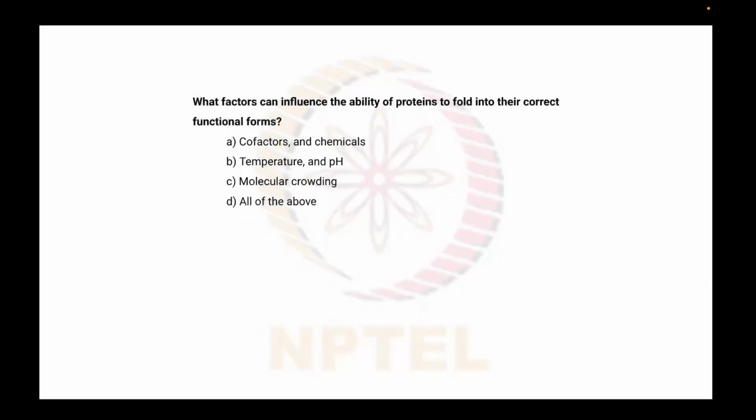So now I have a question. What factor can influence the ability of a protein to fold into the correct functional form? Whether cofactors or chemicals, temperature and pH, or molecular crowding, or all of the above. So the question is about what factors can influence the ability of a protein to fold into the correct functional form.